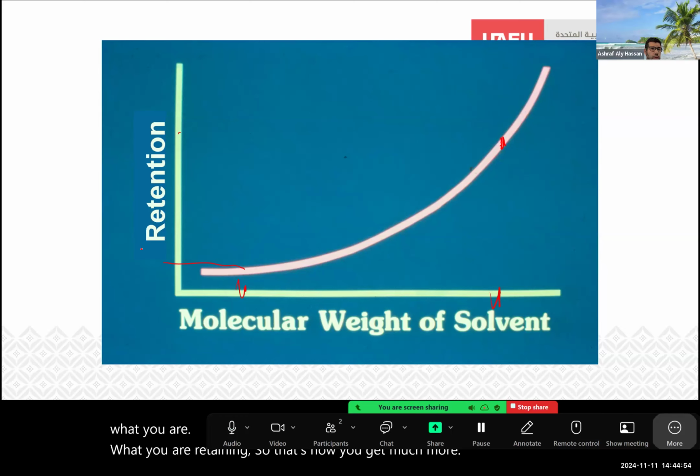Not always true, because if you have very large molecules, sometimes they can block the pores, so other particles cannot get in. Imagine you're playing basketball and then you get a ball that's not a basketball. It sits on top, so nobody can score anymore. So it could also go either way.